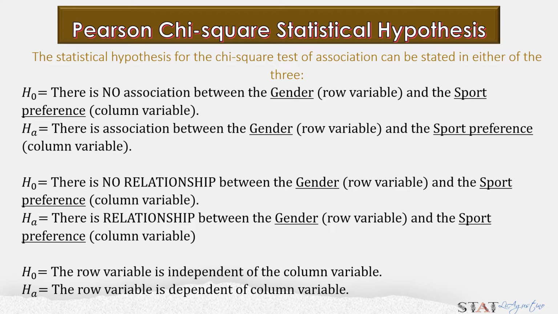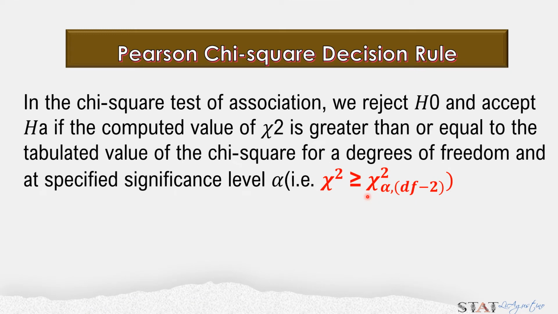So let's have a review of the decision rule. This is the Pearson chi-square decision rule. It is actually the default. In the chi-square test of association, we reject our null hypothesis and accept the alternative hypothesis if the computed value of our chi-square, based on the data, is greater than or equal to the tabulated value of the chi-square for a given degrees of freedom and specified significance level alpha. Or statistically, our computed chi-square value is greater than the chi-square tabulated. Tabulated means it is based on a distribution table, which you can find in your textbook, a chi-square table. So if your computed value is greater than the tabulated value, then reject H0.